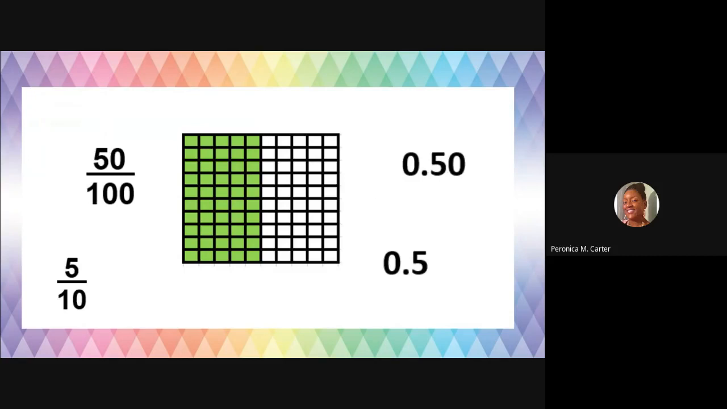But now I'm going to challenge you. I want you to just look at this model. What else could we call this model? What's another name that we can have for this model? Yes, I know you have it. It's 1/2. Half of this model is shaded. So that means that 50 hundredths, like we've learned before, 50 is half of 100, 5 is half of 10. They're all equivalent. And also, if you wanted to think of money, because that's what I do all the time with decimals, half of a dollar is 50 cents. So it's all relative. Got it?